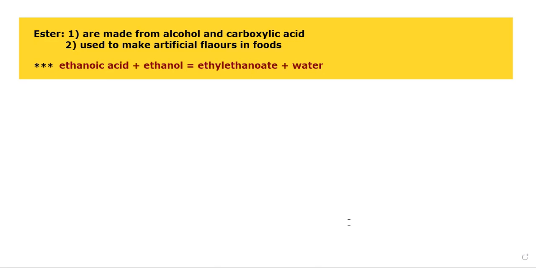This is the third lecture regarding organic chemistry IGCSE, and our today's topic is ester. So, what is ester? Esters are made from alcohol and carboxylic acid.